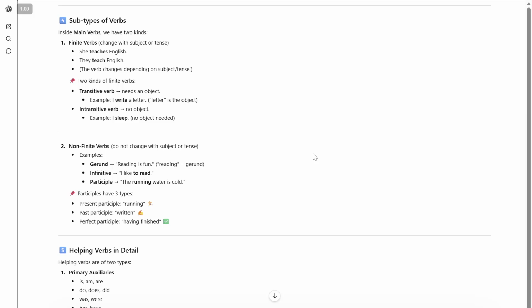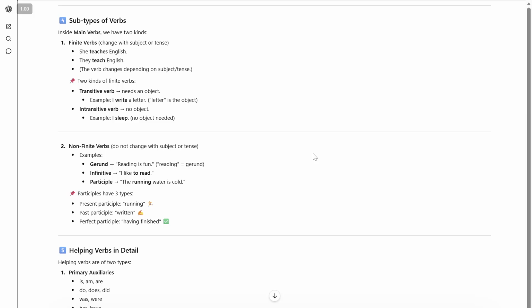Two, non-finite verbs do not change with subject or tense. Examples: gerund, "Reading is fun." Reading is a gerund. Infinitive, "I like to read." Participle, "The running water is cold." Participles have three types: present participle, running; past participle, written; perfect participle, having finished.